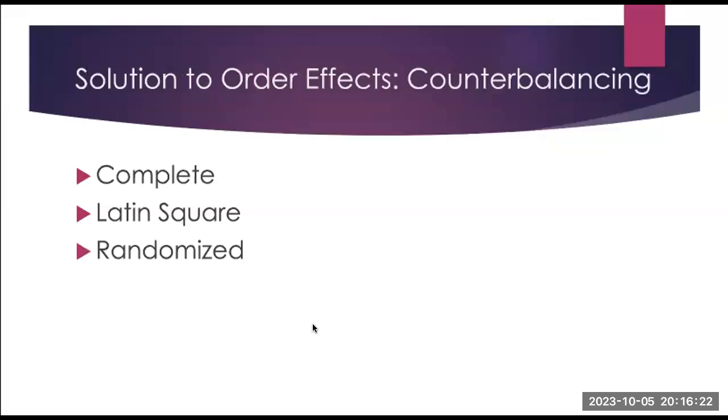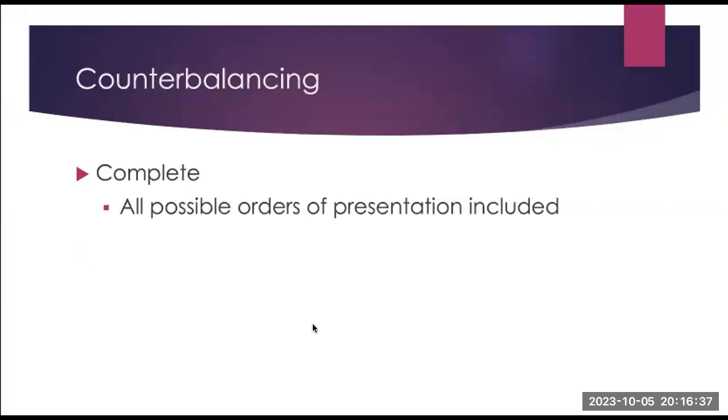So how do we address these order effects? Well, it's something called counterbalancing. There are three types of counterbalancing: complete, Latin square, and randomized. With complete counterbalancing, all orders of presentation are included. So maybe we'll have half of the participants in one certain order and the other half in another order.